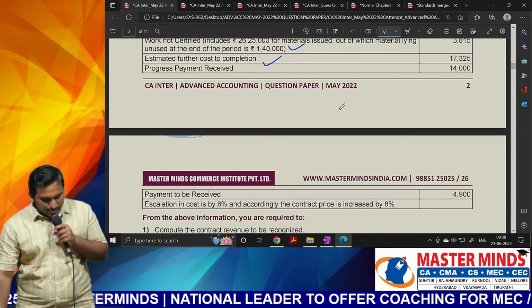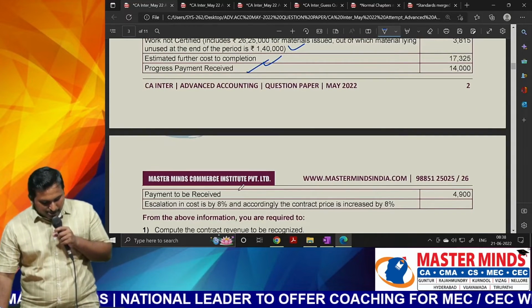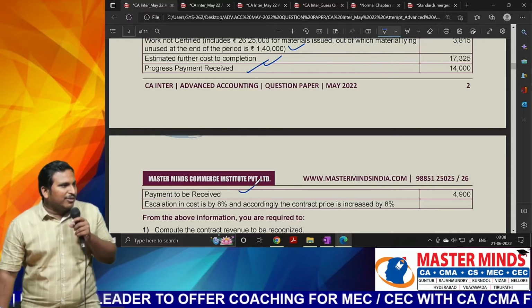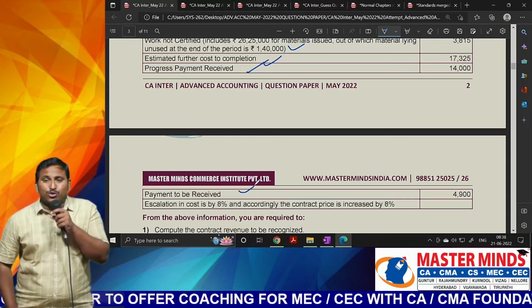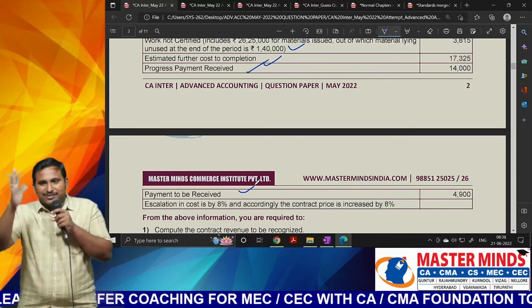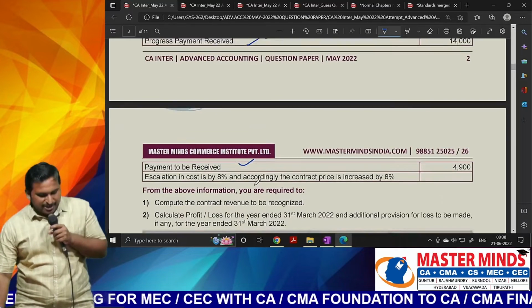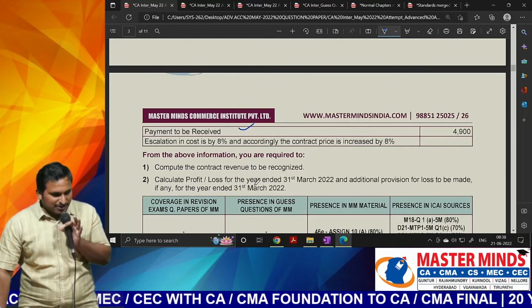So like that you can compute, sir. Anyway, progress payment received and payment to be received are given, but these amounts are required only when you need to find the gross amount due from or due to customers. Otherwise, generally, the progress payment received or paid is not required. They have given it intentionally to confuse you, but otherwise it is not a difficult question.